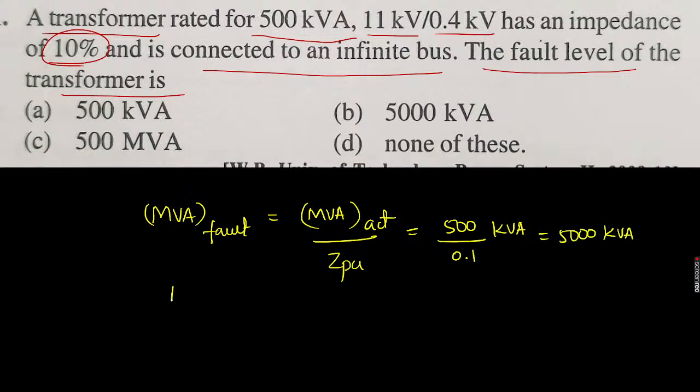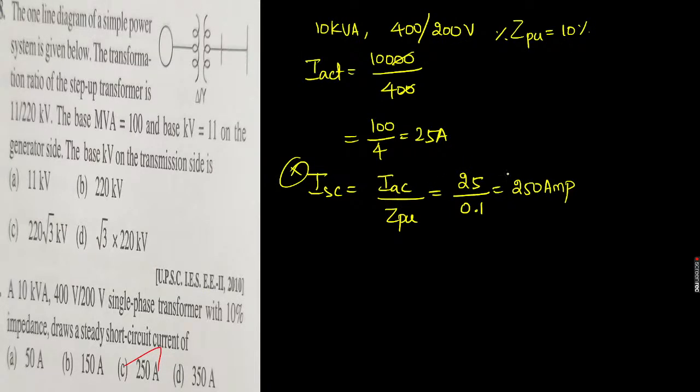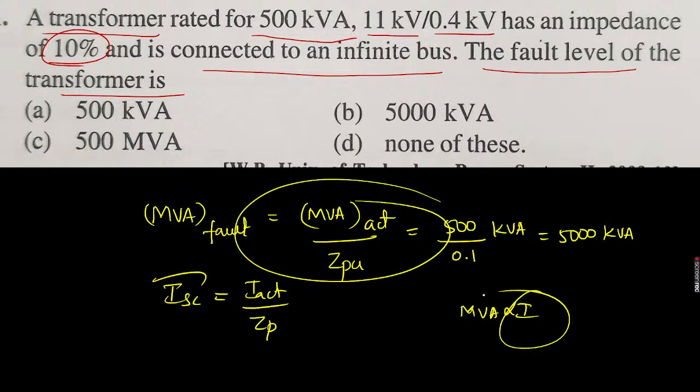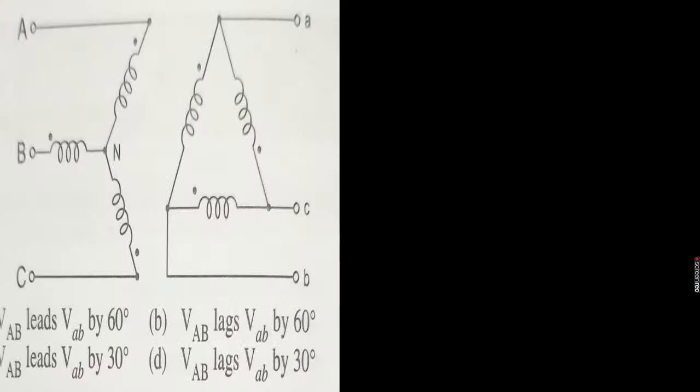Earlier we wrote that short circuit, that is fault current, equals actual current divided by per unit impedance. We got the answer; same here, I did the same thing. Here also I am doing the same thing because MVA rating is directly proportional to current. Whatever relation we use for current will be applicable for MVA rating also. Fine, sir. Let us go ahead with the next question.